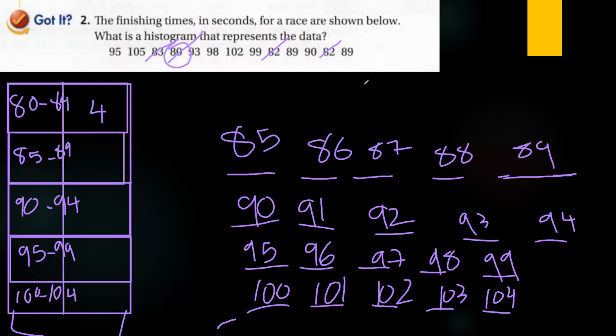If you have a problem like this, that you find that you didn't stop at the greatest number, just add another column or another row. So it's going to be from 105 to 109. So 105, 106, 107, up to 109.